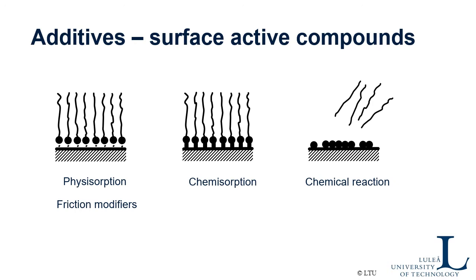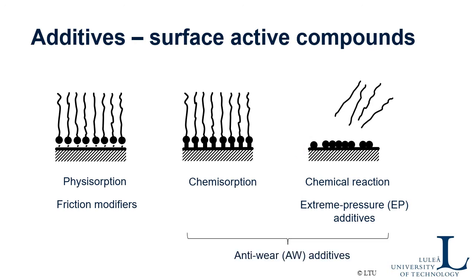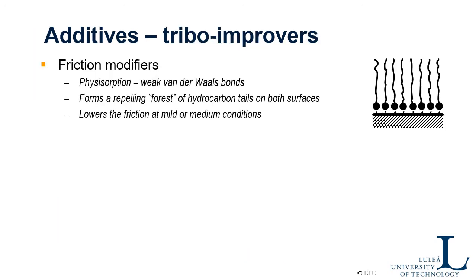Typically, friction modifiers work in this way, by physisorption, while EP additives are typically of this type. EP is to reduce the risk of scuffing, while the anti-wear additives are maybe a kind of combination of chemisorption and chemical reaction. So those already mentioned additives are some kind of tribo-improvers.